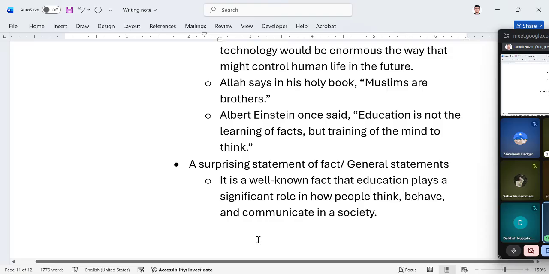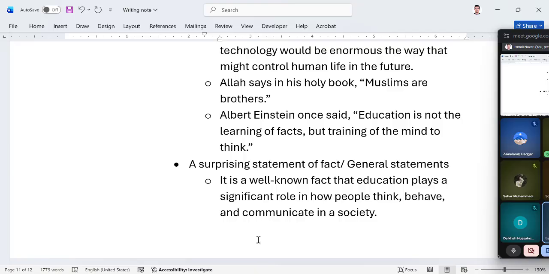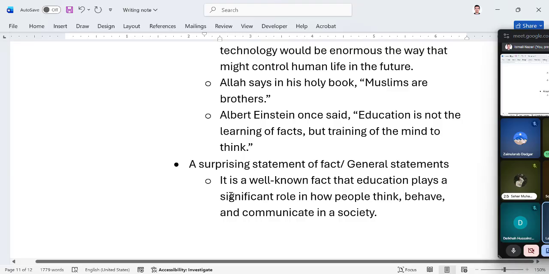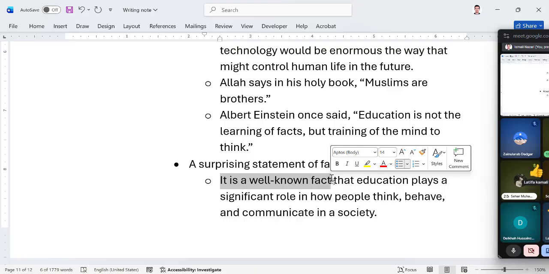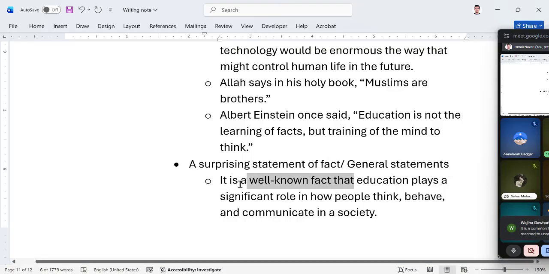Sir, in this sentence that you mentioned, it's a well-known fact that education plays a significant role in how people think, behave, and communicate in a society. Can it be a thesis statement too, or not? It can be just a hook. If we have general statements before that, it can be. At that time, we have to remove this part, because it's general. We are generally discussing. If I remove specifically this part, it might be about it.